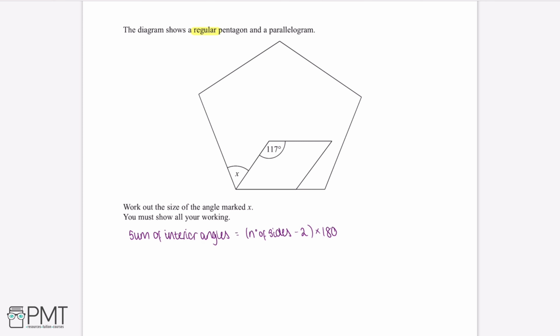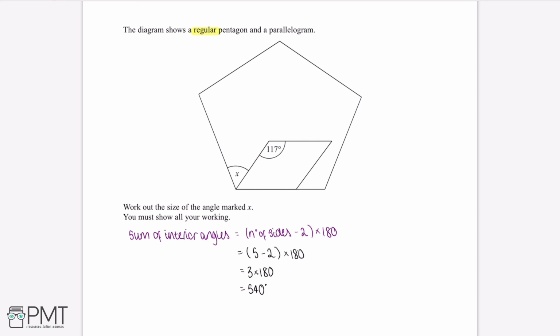So if we use this formula to work out the sum of the interior angles in this pentagon, a pentagon is a 5-sided shape, so therefore the sum of the interior angles is equal to 5 minus 2 multiplied by 180. Now 5 minus 2 is 3, and then 3 multiplied by 180 gives us 540 degrees.